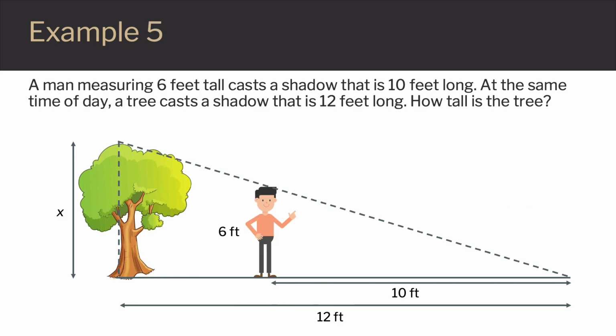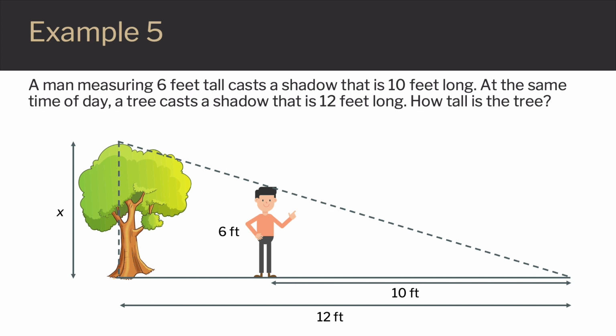Let's look at an example of a word problem. A man, measuring 6 feet tall, casts a 10-foot shadow. At the same time of the day, a tree has a shadow that is 12 feet long. How tall is the tree? If you'll take a look at the picture, you can see that the man and his shadow create a triangle. The tree and its shadow also create a triangle, and these are similar triangles. So this is a similar figures problem.